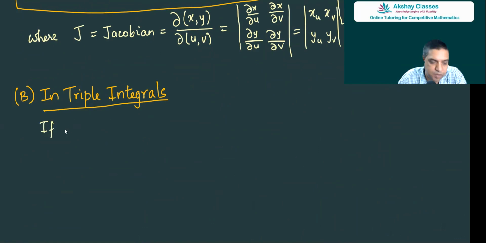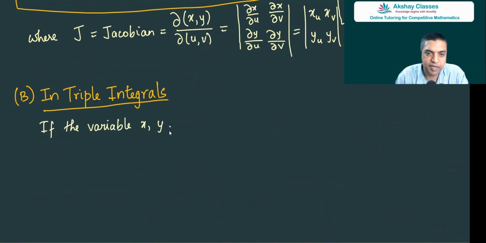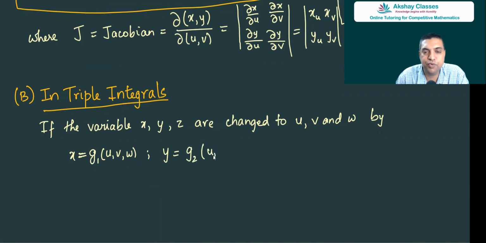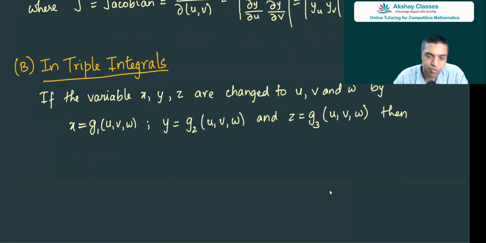Now, if the variables x, y, z are changed to u, v and w by a transformation, say x is equal to g1 of u, v, w, y is g2 of u, v, w, and z is g3 of u, v, w, then the transformation is like this.